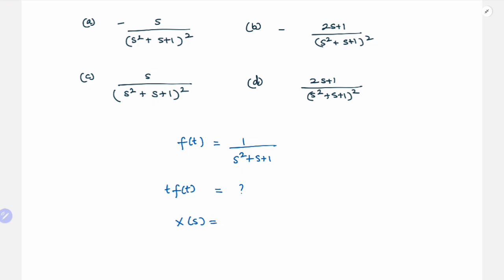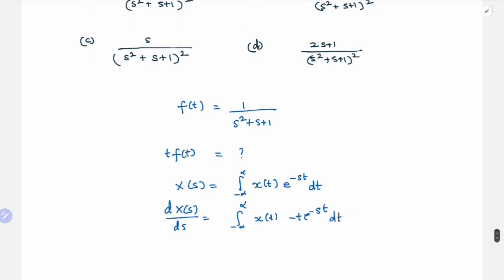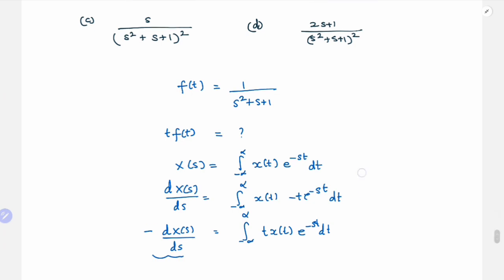Nothing. Just go to the Laplace transform equation: integral of x of t e power minus st dt. Now I need to get t x of t here. What do I do? I just take the derivative with respect to s. I'll get minus t x of t e power minus st dt. But I just want t x of t, so I take the minus sign to this side, which will give me t x of t e power minus st dt.